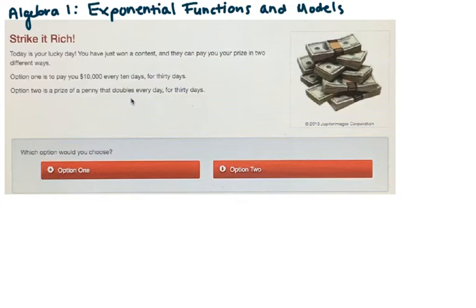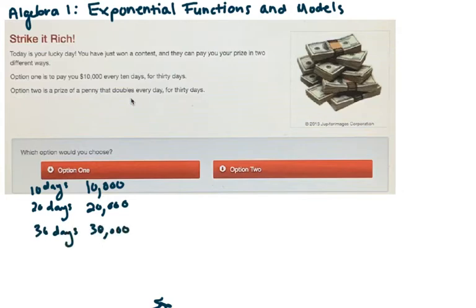I think that most of us would think, oh, I'm going to take $10,000 every 10 days, because it does sound like it's more than a penny. But let's just see what happens because I do feel like this might be a trick. So if I take option one, then the first 10 days I'll have 10,000, and then in 20 days I'll have 20,000, and in 30 days I'll have 30,000. I would be happy with that. But let's see what happens when we have a penny.